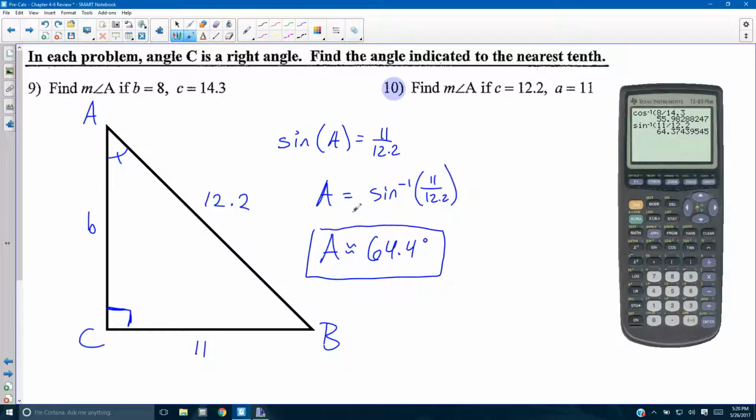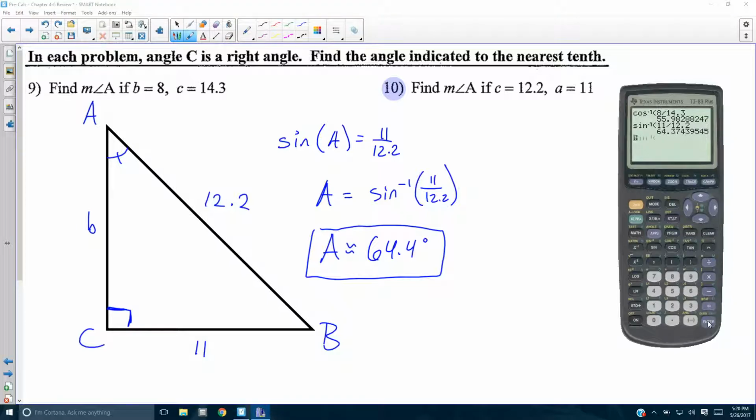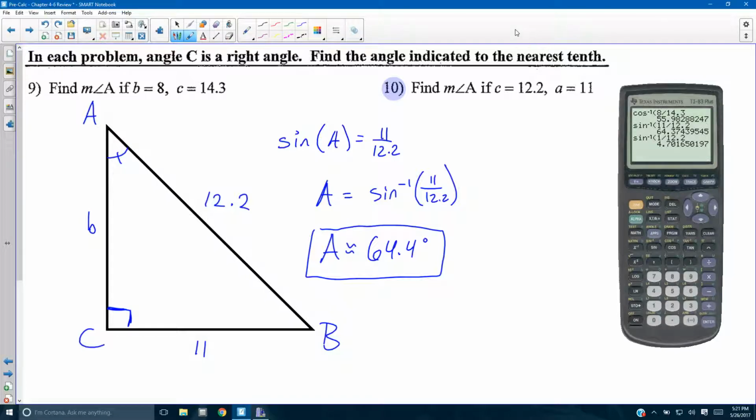Now look, I almost had a typo there. I almost put 1 over 12.2. I think I would be able to note that my answer is incorrect in a red flag kind of way. Check out this angle, 4.7 degrees. And that's not to say that 4.7 can't be an angle that we get here. But can you really believe that a right triangle with a hypotenuse of 12.2 and a leg length of 11, and that's really close to 12.2? I mean, it's 64.4 degrees worth of length there.